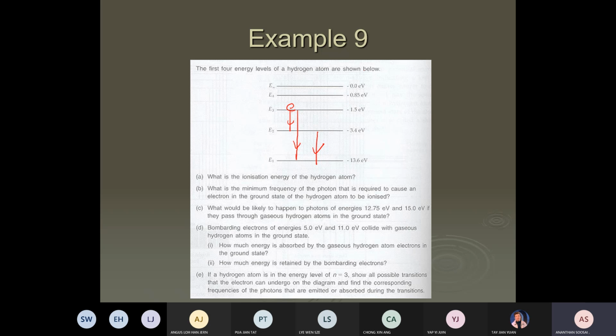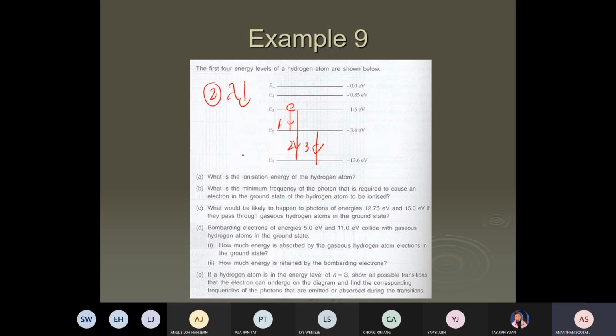Okay, so now the question is to find the corresponding frequency of the photon that are emitted during the transitions. Let me define the frequencies. What I want you to know, out of these three, is which has the shortest wavelength. This is 1, this is 2, this is 3. Which has the shortest wavelength? 3 has the shortest wavelength, largest frequency.